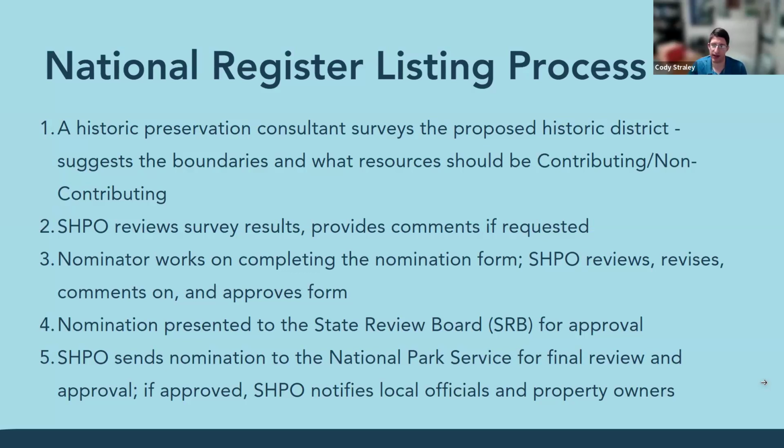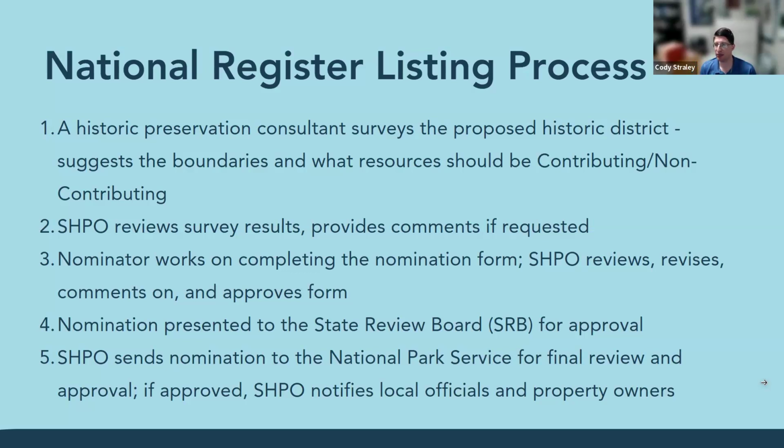Typically, the consultant provides the results of their reports to our office, the SHPO, and we provide comments and say whether or not we agree with their assessment. And then from there, someone can work on completing the nomination form itself. Sometimes the consultant who prepared the survey can do the nomination. Other times the community might try and do it themselves or hire a different person. It just depends on the different circumstances.